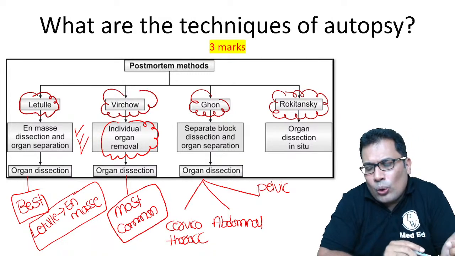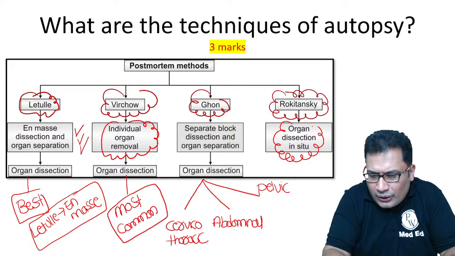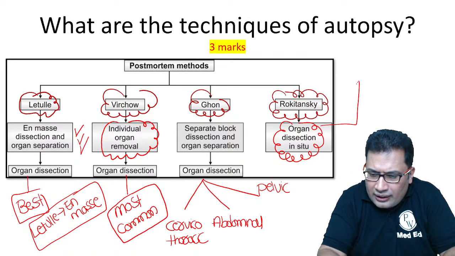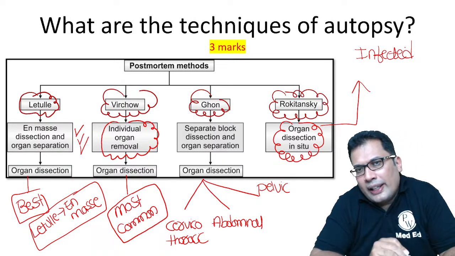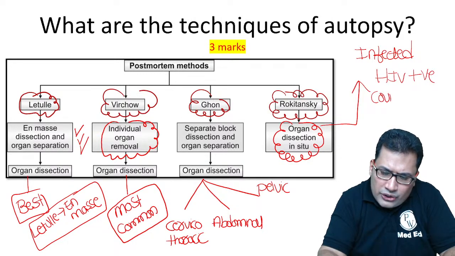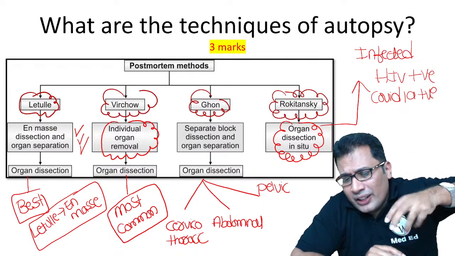And the last one is Rokitansky. Rokitansky means organ dissection in situ, which is commonly done in case of infected dead bodies, like HIV positive or COVID-19 positive bodies. In all these infected bodies, the dissection we do is in situ dissection.